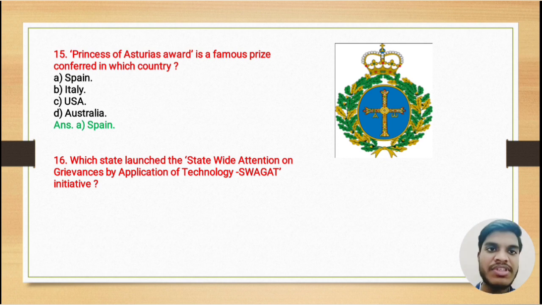16th one, which state launched the Statewide Attention on Grievances by Application of Technology initiative? Option A, Gujarat. Option B, Tamil Nadu. Option C, Assam. Option D, Odisha. The answer is option A, Gujarat.